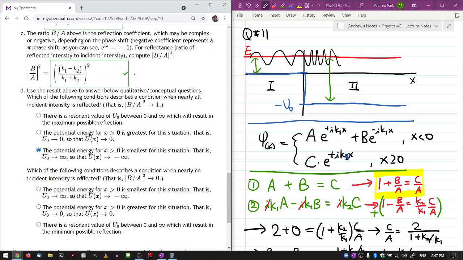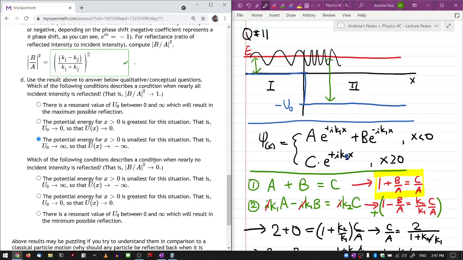Which of the following conditions describes when nearly no incident intensity is reflected? I think it's intuitively easy to get this.